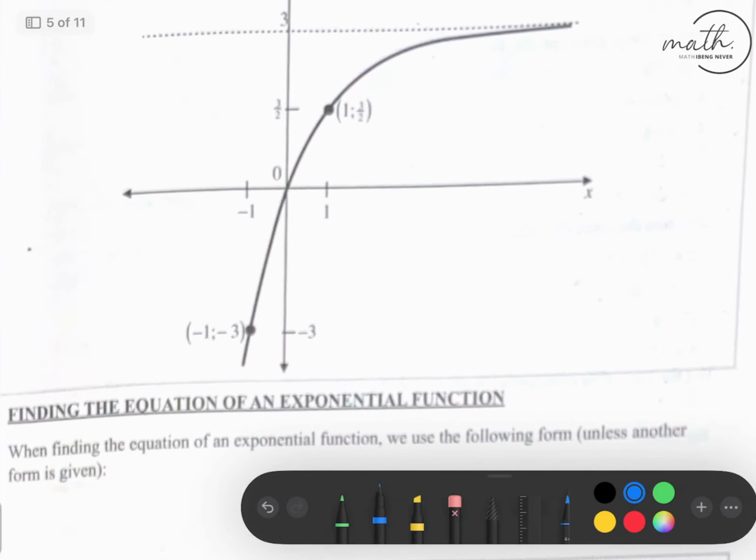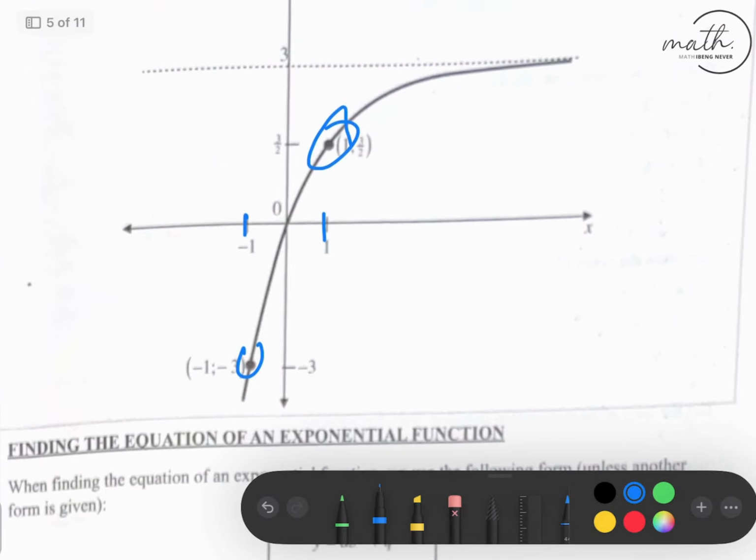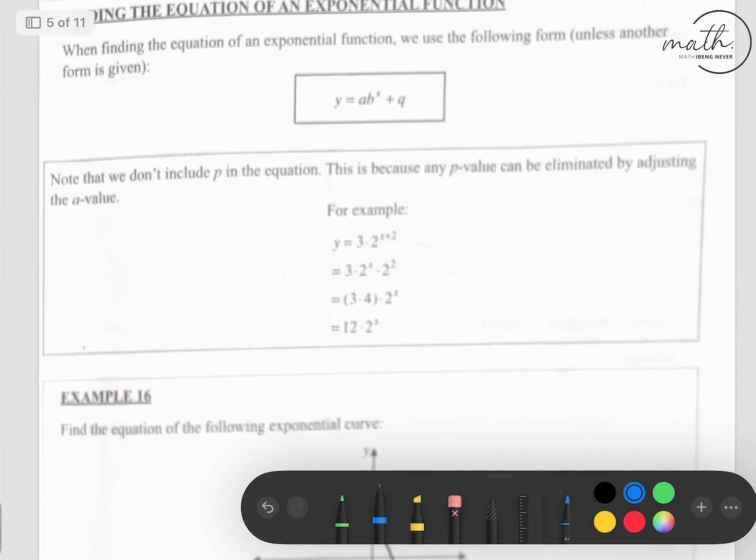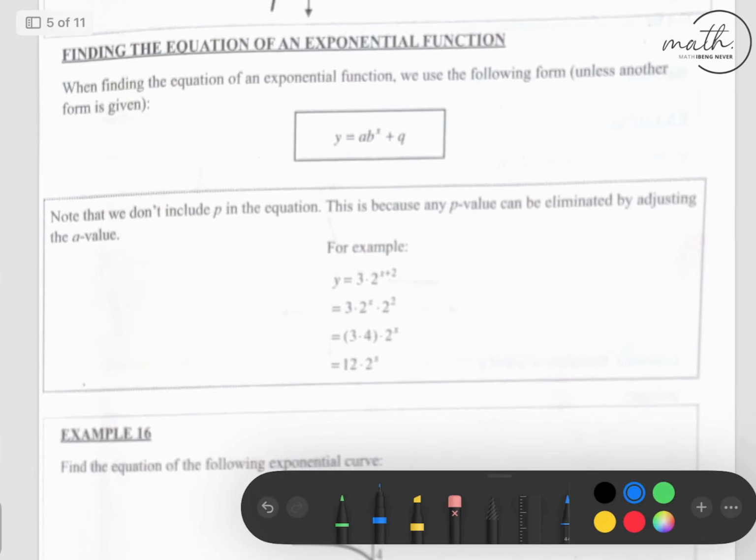Again, you can do both x, negative 1 and positive 1. Otherwise, even 1 is just fine. Just one of them is just fine. So the next part is finding the equation. See the time? 9 minutes, okay? I think I'll stop it. I'll do another one for finding the equation. Let me stop it.